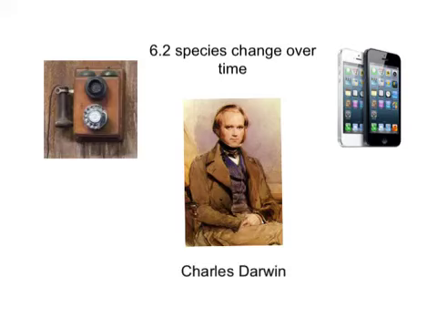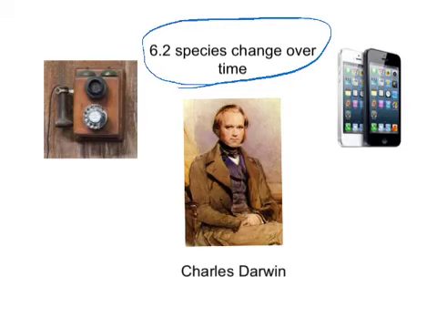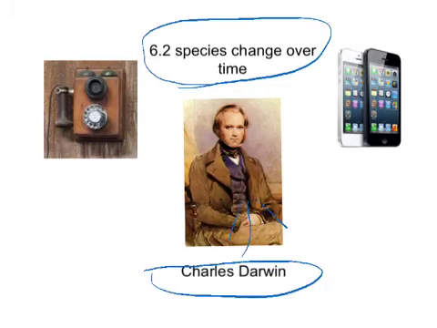So today we're going to be talking about 6.2, species change over time. What we're going to be talking about mainly is a man named Charles Darwin. Now, Charles Darwin invented the theory of evolution.